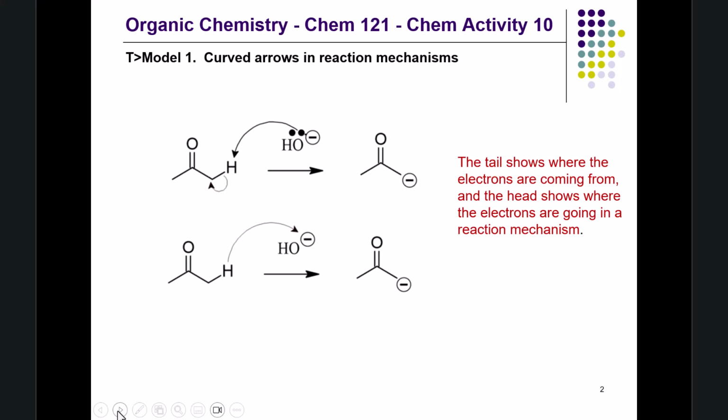So here I present, in a sense, two mechanisms for the same process, and I hope you realize that the bottom mechanism is not possible. It is showing the curved arrow starting from an atom, whereas the top mechanism shows lone pair to bond and then bond to lone pair. We are not aware of any sort of atom-to-atom movement represented by a curved arrow.